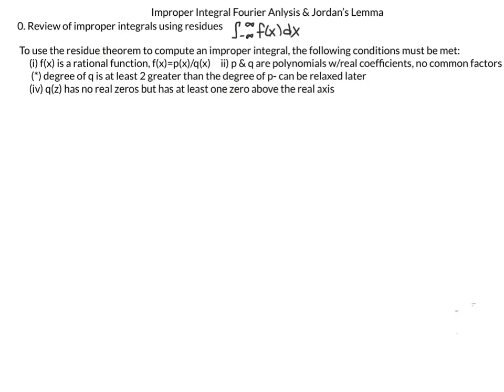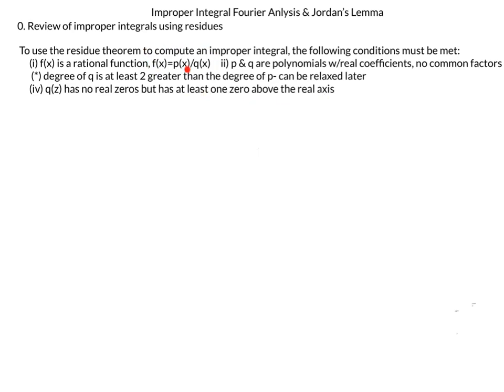To use our technique of using residues to evaluate improper integrals, there are some conditions that our function f of x needs to meet. First, f of x needs to be a rational function that can be written as p of x over q of x, where p and q are polynomials with real coefficients and no common factors. Second, we want the degree of q to be at least 2 greater than the degree of p. So what's in the denominator is of degree at least 2 greater than p. And last, q of z has no real zeros, but it has at least 1 zero above the real axis.